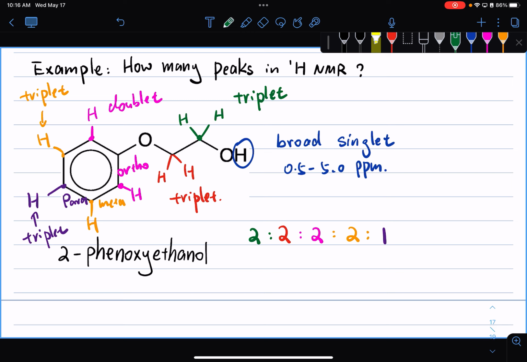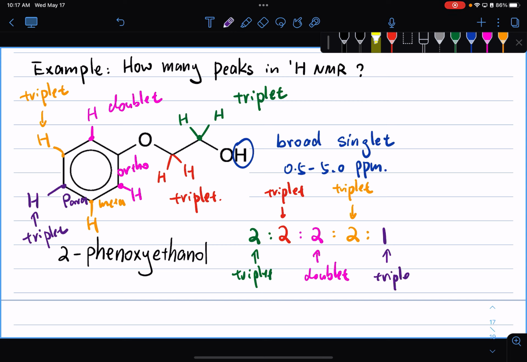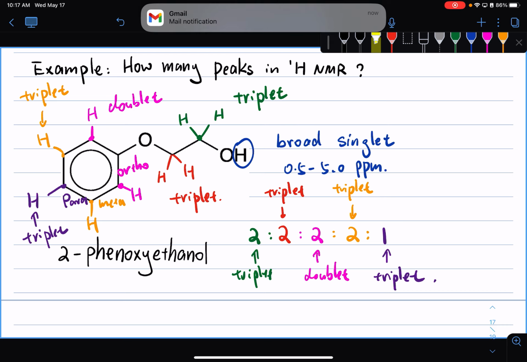And here, the green one is a triplet. The red one is a triplet. The pink one is a doublet. The orange one is a triplet. And the dark purple one is a triplet. So by simply looking at the structure of an organic molecule, you can already picture what your proton NMR looks like. And now if you have the actual NMR, it will be much easier for you to assign the peaks to specific hydrogens.